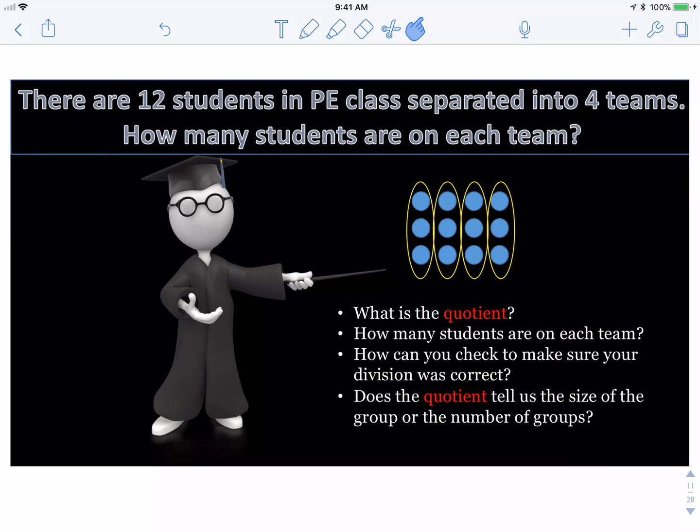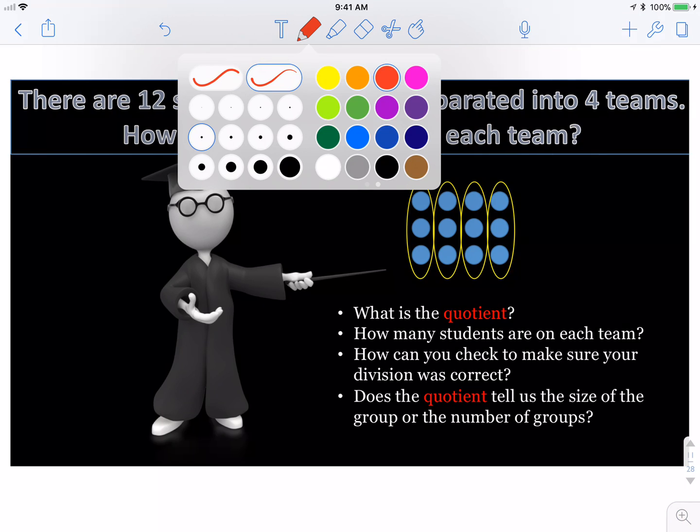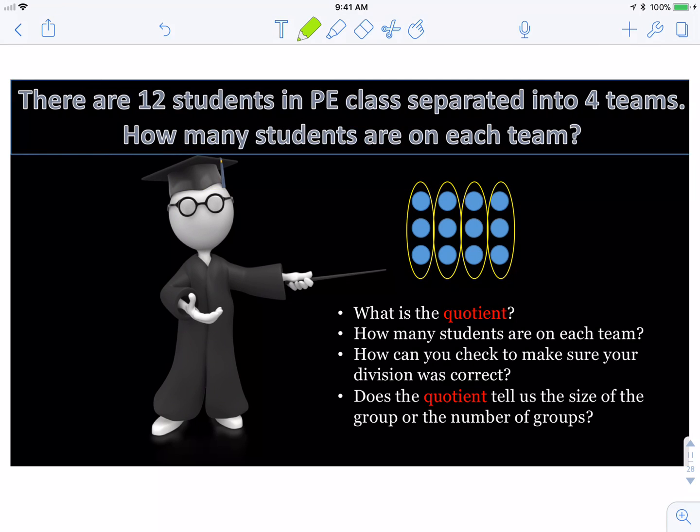So how many students are on each team? Well, we want 4 teams. That was the whole goal. The goal is to have 4 teams. So we have our 4 teams. Now, how many are on each team? Well, you can look at it like the columns we did a little bit ago. Each team is a column. How many players are in each column? 3.